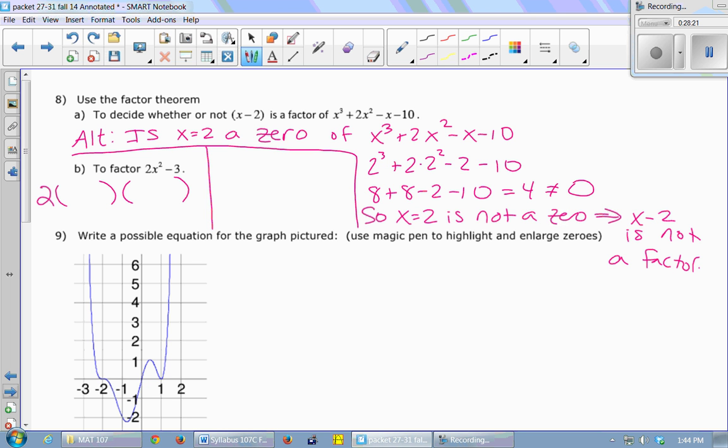Set it equal to 0. Yeah. So I would say 2x squared minus 3 equals 0. So 2x squared equals 3. So x squared equals 3 halves. So x is plus or minus the square root of 3 halves. So if those are my zeros, I know my factors. x minus square root of 3 halves, that's for the positive. And then x minus negative square root of 3 halves, which is x plus radical 3 halves. And I've got it factored.